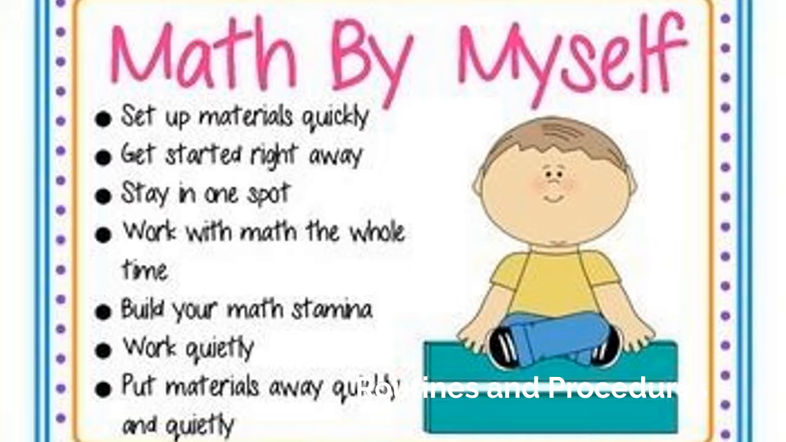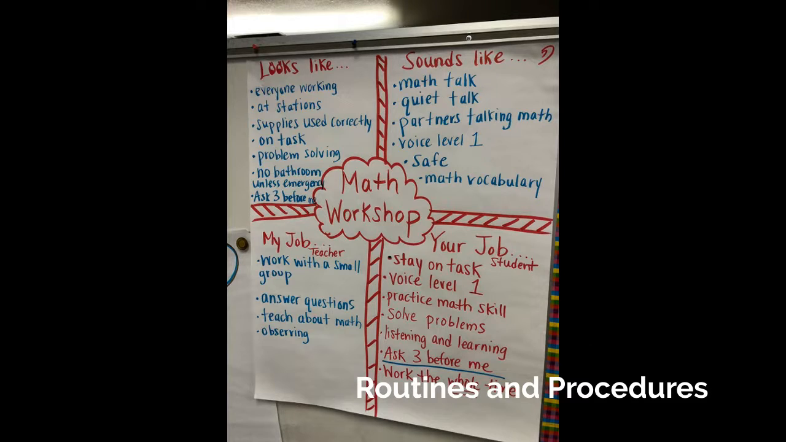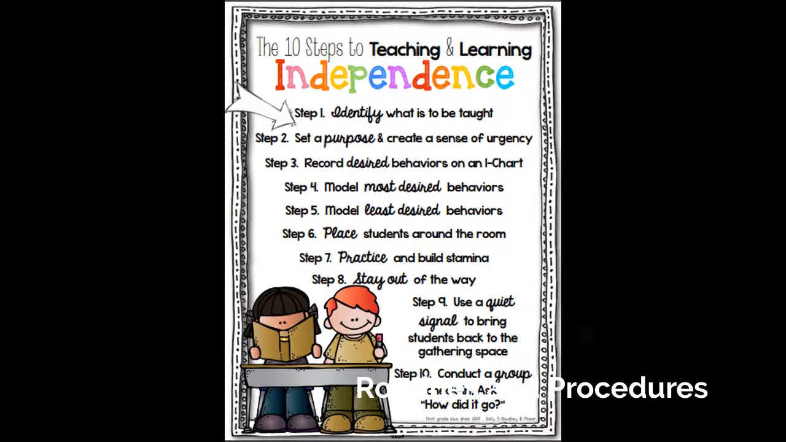Make sure you go slow to go fast. Don't try to change everything at once. Take the time to establish systems and routines. And you can do this with anchor charts. And you can also do this with practicing and using that gradual release of responsibility.